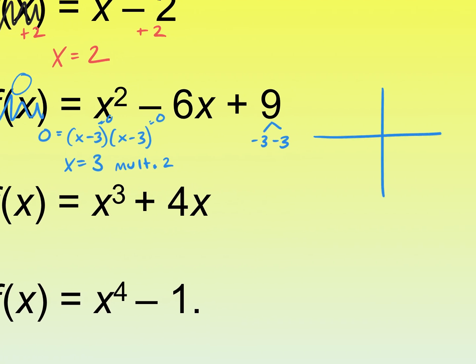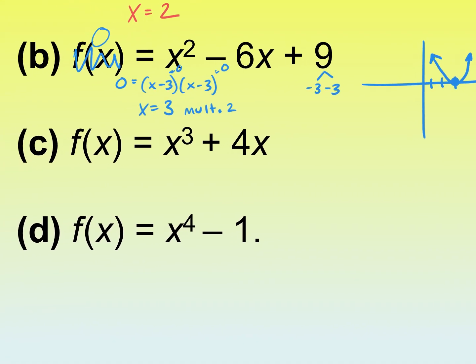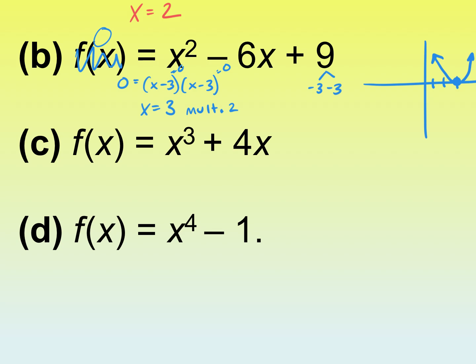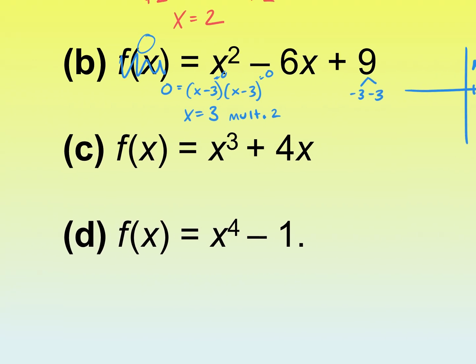So at 3, our graph would touch and turn. So it'd look like this. For C, we'd change f of x to be 0. What would we do to solve here?